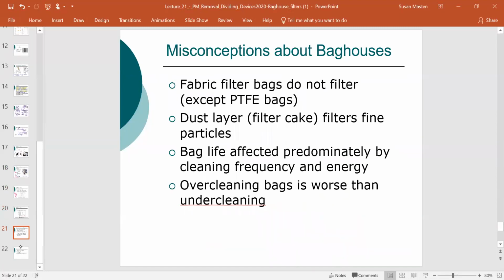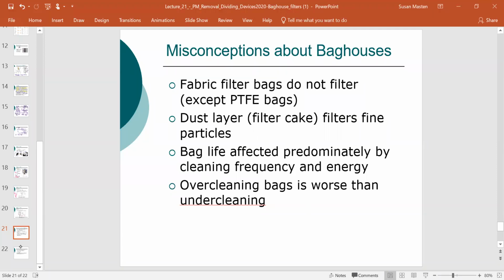And just some final thoughts about baghouse filters. When we're looking at these baghouse filters, the filter bags are actually not the medium that's doing the majority of the filtering. It's actually the filter cake. So that filter cake that builds up, that's what's actually going to be much more efficient at filtering than the filter itself. So you'll actually see an increased efficiency over your operational time.